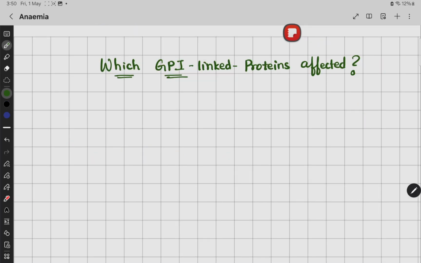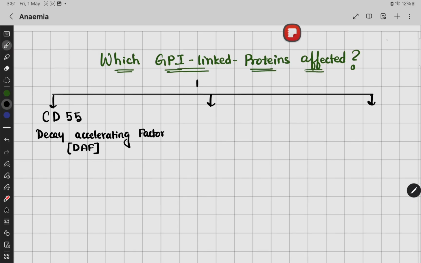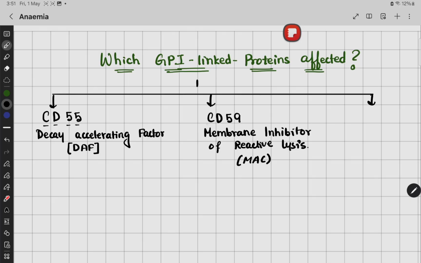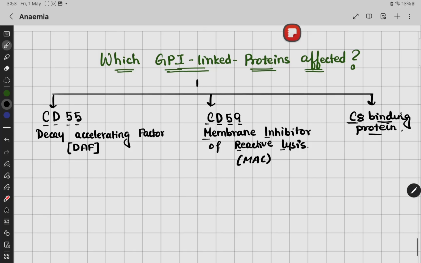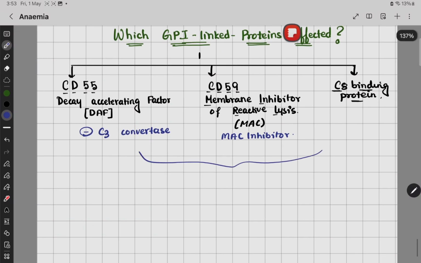Now, what are the GPI-linked proteins that are affected? Firstly, CD55 is affected, which is also known as decay accelerating factor, DAF. Next, CD59 is affected, which is the membrane inhibitor of reactive lysis, and also C8 binding protein is affected. CD55 inhibits C3 convertase, which is a part of complement system. CD59 inhibits MAC, which is the membrane attack complex. Hence, all these proteins help in the inhibition of the complement system.